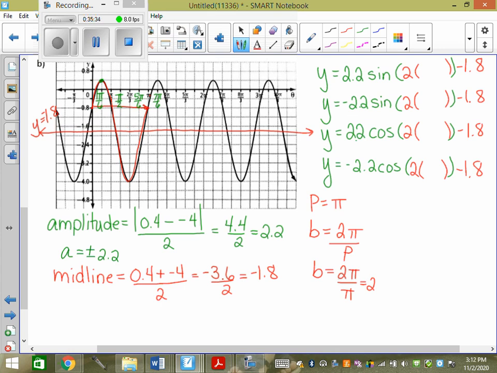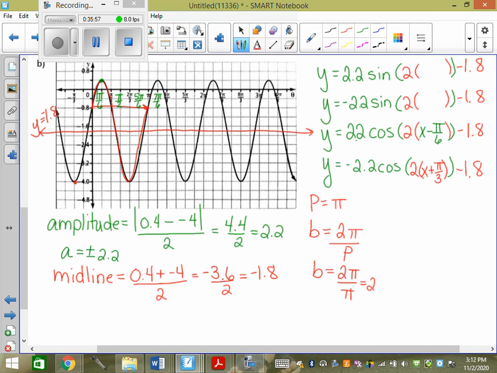So this one's pi over 6 to the right. For my positive cos, my closest maximum, I'm going to minus pi over 6. My negative cos, I'm going to look for my closest minimum. This is negative pi over 3, right? So I'm going to add pi over 3.